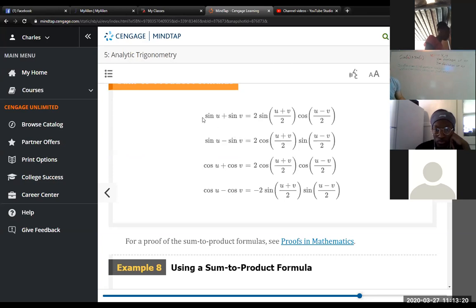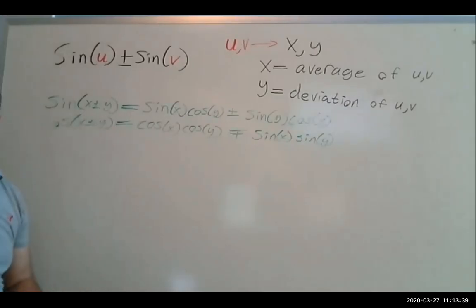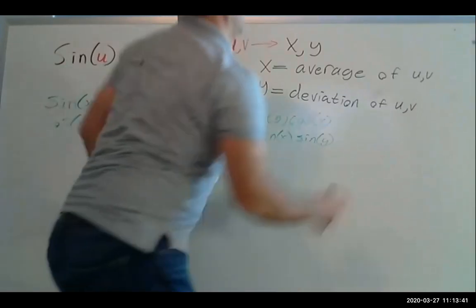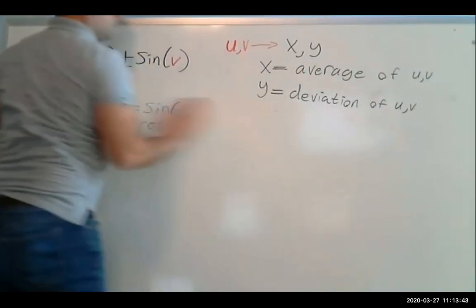So the first one we're going to do is this one. Sine of u plus sine v. We're going to turn it into this funky looking thing. Okay. So question is, how do we do that?